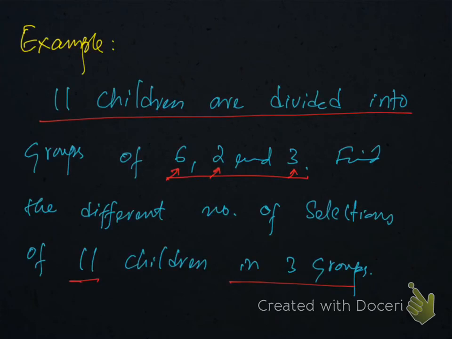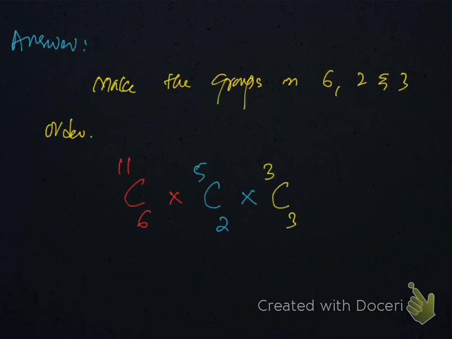So we have to follow the order. Make the groups in this order: 6, 2 and 3. Number 1, take 6 students from 11. So when you write 11C6, the remaining students will be 5. 11 minus 6 makes 5. So write 5 here, and then make the group for 2 students. Then you have 3 remaining children, so make the group for 3 children. So follow this order: 6, 2 and 3.